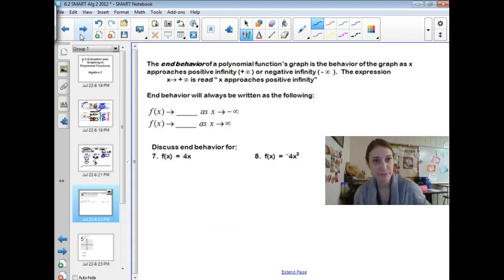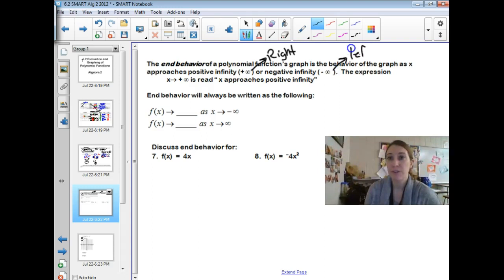This is a new topic for us, but this is a huge topic for Algebra 2. It's called end behavior. The end behavior of a polynomial is what's happening on the very, very far right side. So as x's approach infinity, that's a really fancy way of saying the very far right end of your polynomial. And then also to negative infinity, which would be the very far left side of your polynomial.